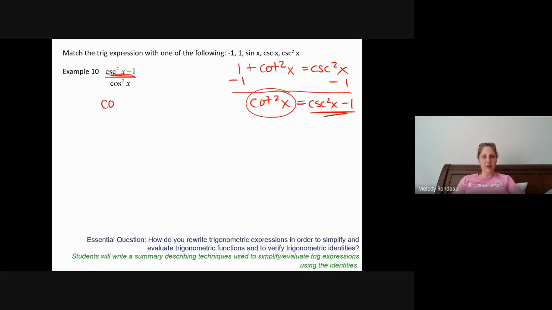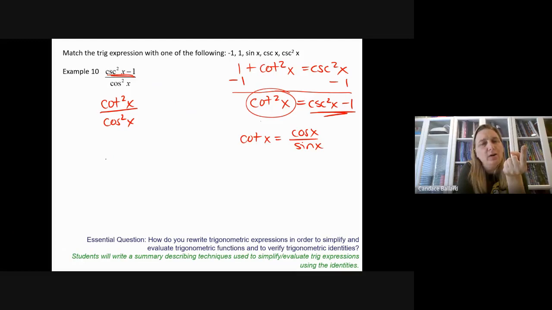So I'm going to say cotangent squared x over cosine squared x. So now I still have squares. I could still look at my Pythagorean identities, but with a fraction here, I'm going to look at maybe that sine cosine skill I talked about. So cotangent x is the same as cosine over sine. That would be one of our identities, our quotient identity. But that says cotangent squared, not cotangent.